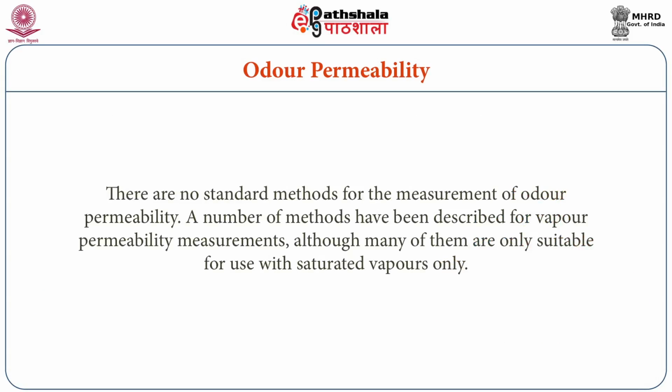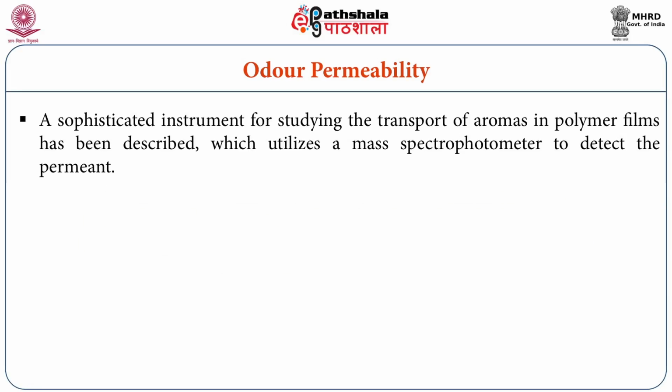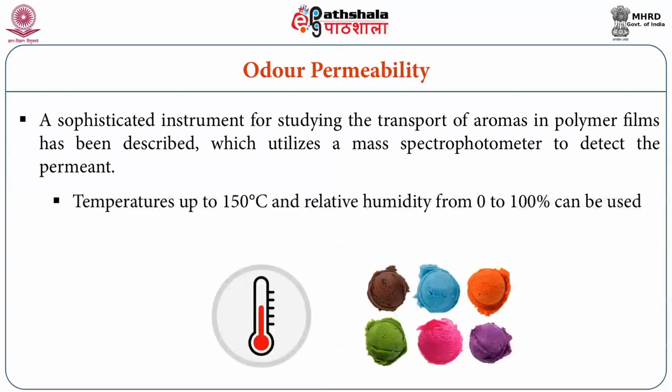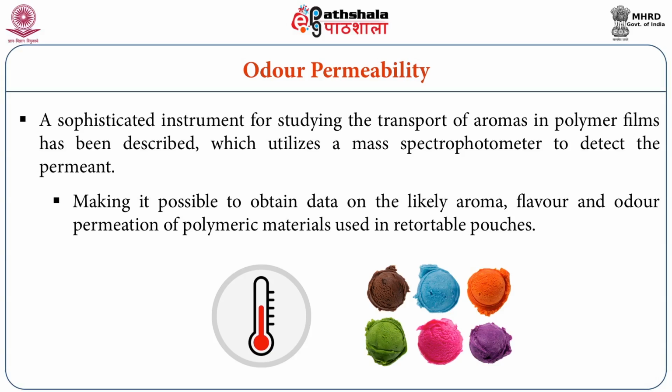There are no standard methods for measurement of odor permeability. A number of methods have been described for vapor permeability measurements, although many of them are only suitable for use with saturated vapors only. A sophisticated instrument for studying the transport of aromas in polymer films has been described, which utilizes a mass spectrophotometer to detect the permeant. Temperatures up to 150 degrees centigrade and relative humidity from 0 to 100% can be used, making it possible to obtain data on the likely aroma, flavor and odor permeation of polymeric materials used in retortable pouches.